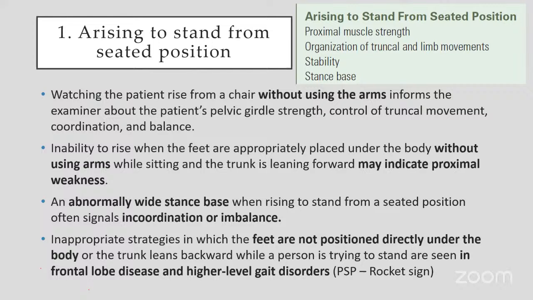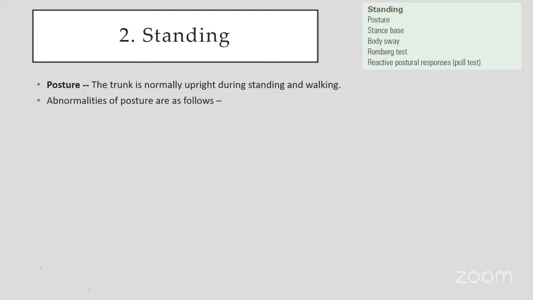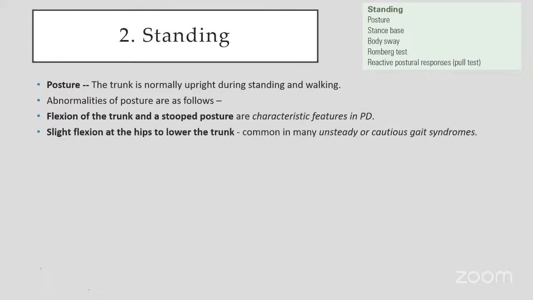Moving on to standing, we assess the posture, stance base, body sway, Romberg's test, and pull test. The trunk is normally upright during standing and walking. The abnormalities of posture are as follows. Flexion of the trunk and stoop posture is characteristic of late Parkinsonism. Slight flexion at hips to lower the trunk is common in many unsteady or cautious gait syndromes in elderly. Upright posture with neck and trunk extension, that is the gunslinger gait, is typical of PSP.